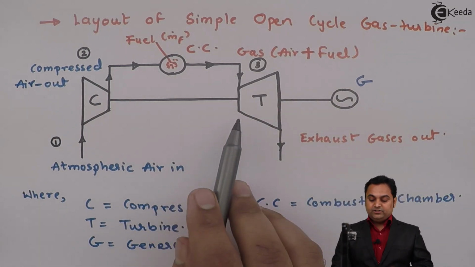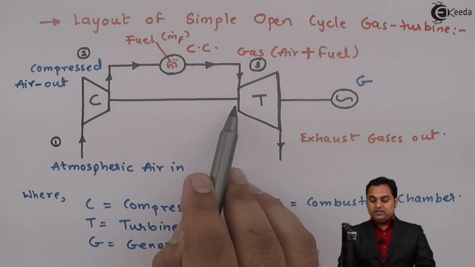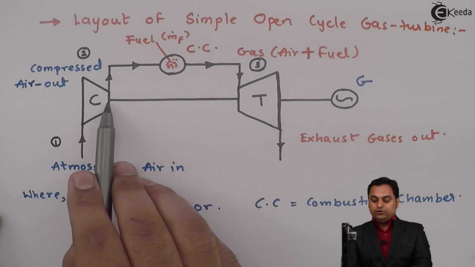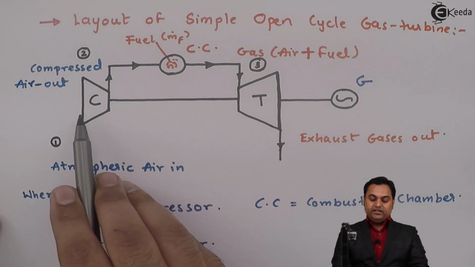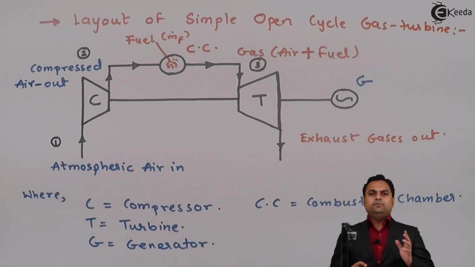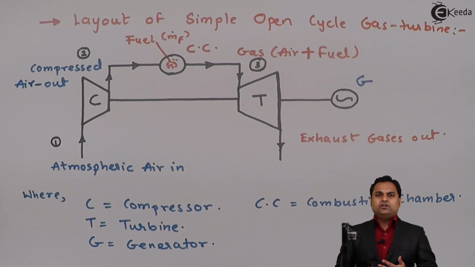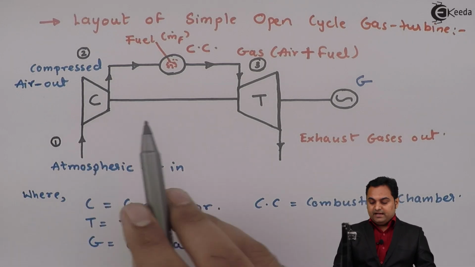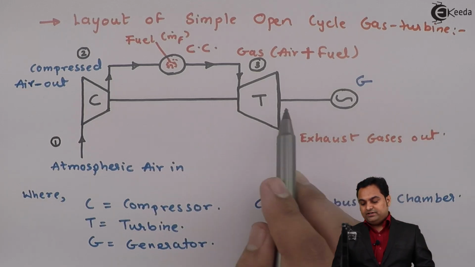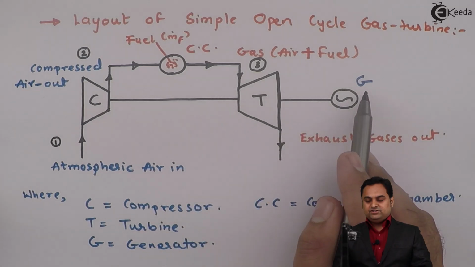So when we get the rotation of the turbine and compressor, they are connected on a common shaft. So when the turbine starts rotating, it even rotates the compressor. It means that in order to drive the compressor, the power is given by the turbine itself. And if we look at the other side of the turbine, there is a generator.